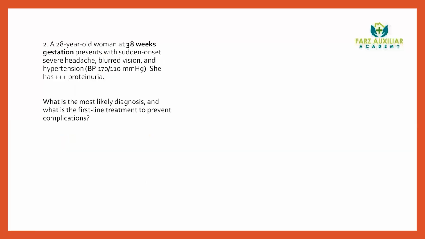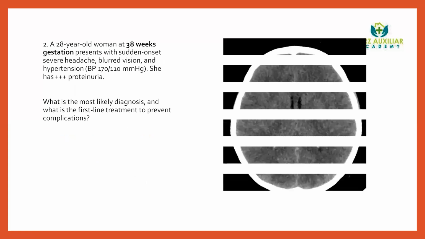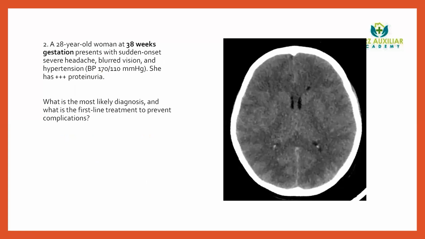A 20-year-old woman at 30 weeks gestation presents with sudden onset of severe headache, blurred vision, and hypertension. She has positive proteinuria. What is the most likely diagnosis and what is the first line treatment to prevent complications?